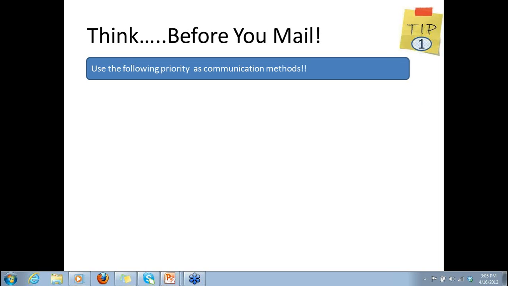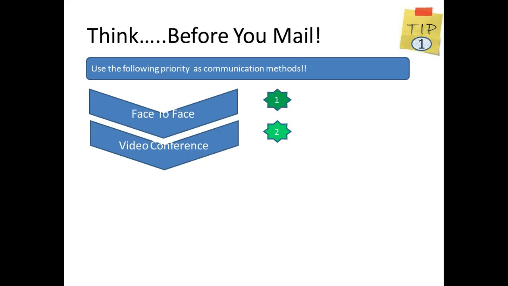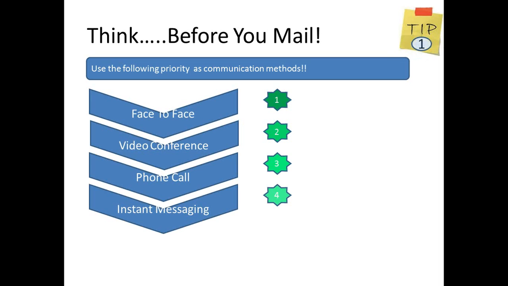One of the first tips that I want to share with you is to use the following priority as your communication method. What is the priority? Let me share with you. First, wherever possible, please do a face-to-face meeting. If you can't do a face-to-face meeting, please do a video conference. If you can't do a video conference, please pick up the phone and call. If you can't do a phone call, please use instant messaging and communicate your message. And if you can't do any of these, then resort to writing an email.